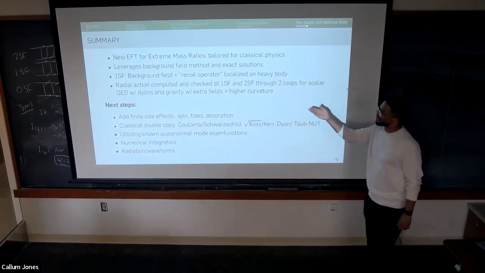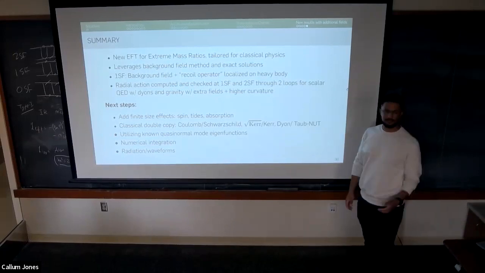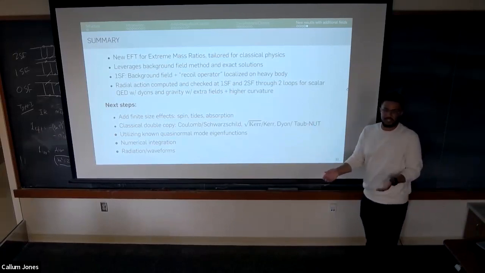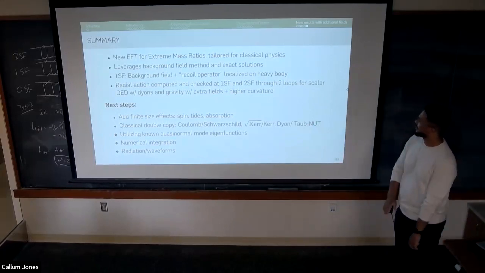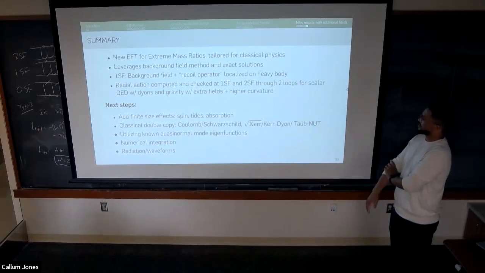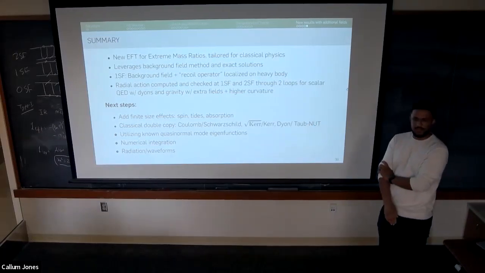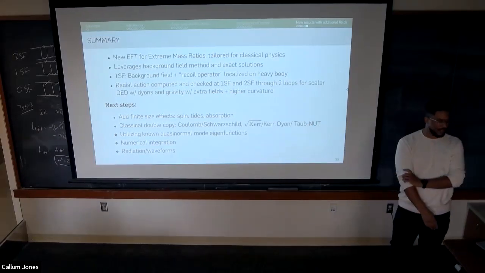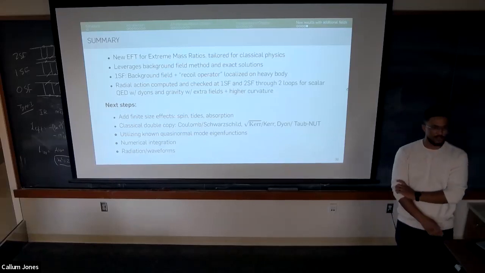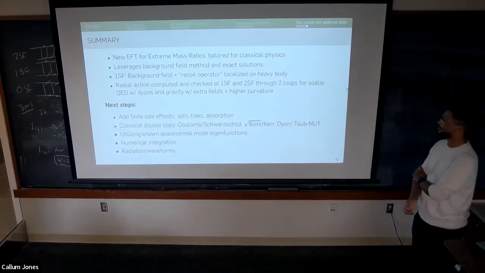At leading order, all you need is this recoil operator. And at the next order, you only need basically two other operators. We checked it in tons of examples for 1 and 2 loops, and it seems to give the right answer everywhere we can check it. And for the new results, it passes all the consistency checks that we could throw at it.